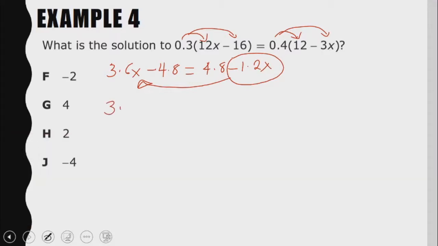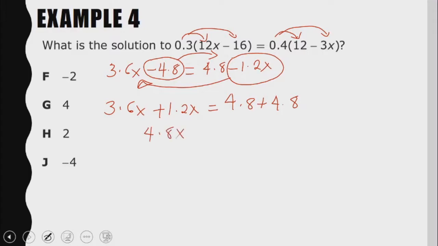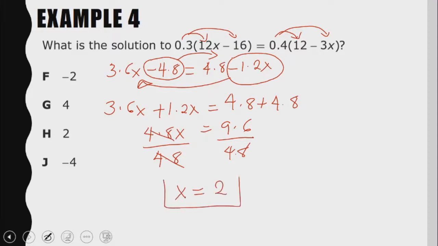So this will become 3.6x plus 1.2x equals, and this negative 4.8, we also want to move to the right. So it will become a positive 4.8 plus 4.8. If we add this together, we get 4.8x equals 9.6. We can divide both sides by 4.8 to solve for x. In this case, x equals positive 2. So H is the answer.